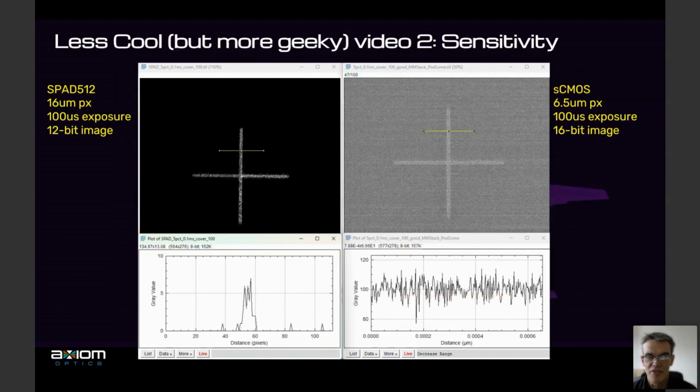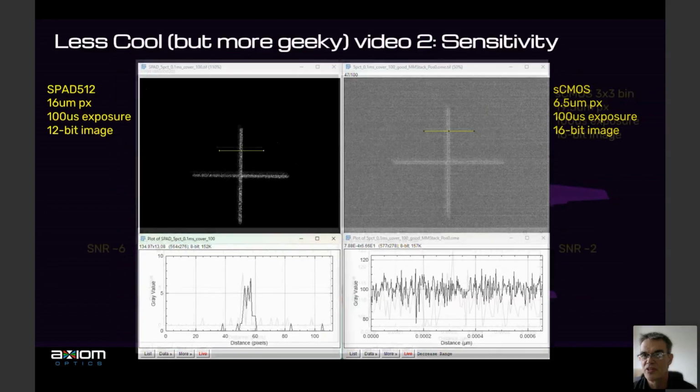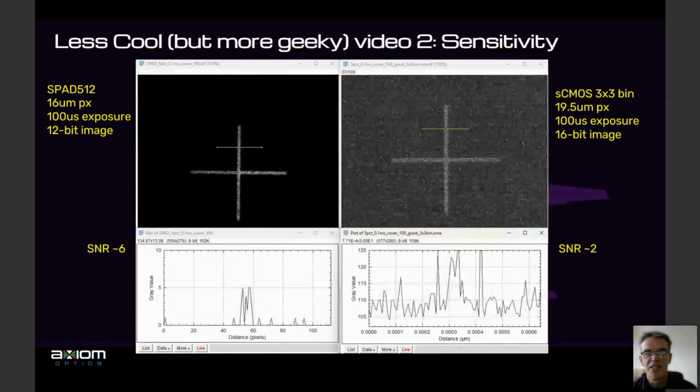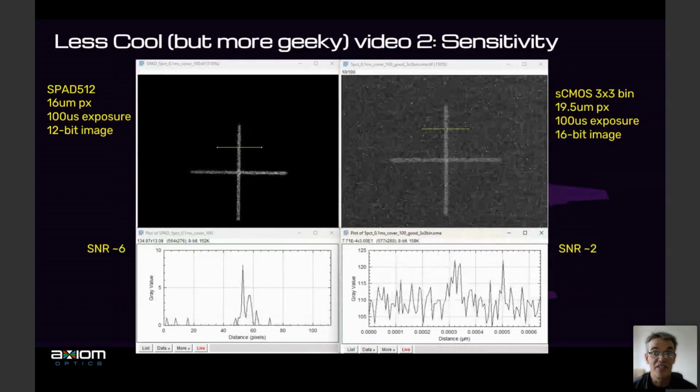Now you might say that that's not a fair comparison because the pixels on the CMOS are so much smaller. Well, I was able to mathematically bin 3 by 3 to give the CMOS an effective pixel size of 19.5 microns, giving it an advantage over the SPAD. And even there, if I'm generous, that's a signal-to-noise ratio of 2, where we still have a signal-to-noise ratio of 6. I haven't changed anything on the SPAD, so of course it's the same. So gating and sensitivity are 2 of the reasons that we're really excited about SPADs. The third is speed, and Pi Imaging later in the talk will be talking about all 3 of those and give you some examples.